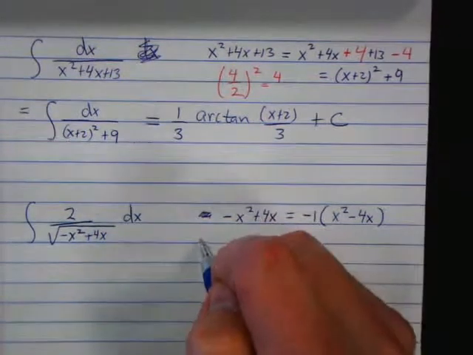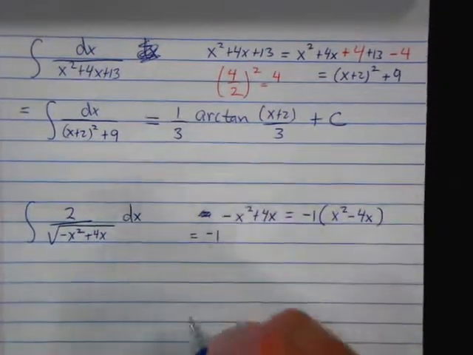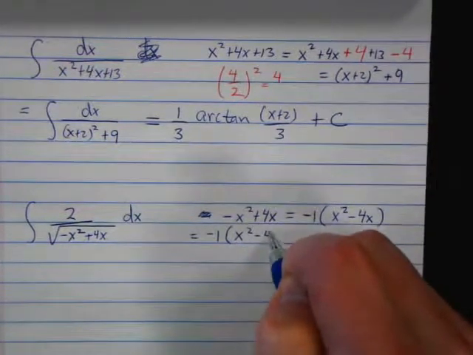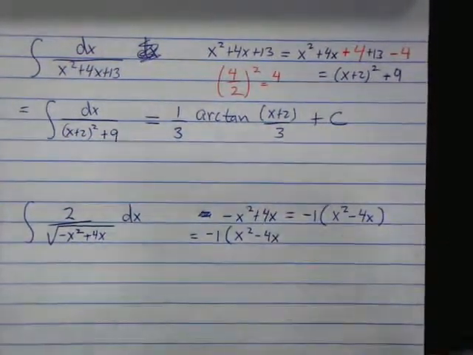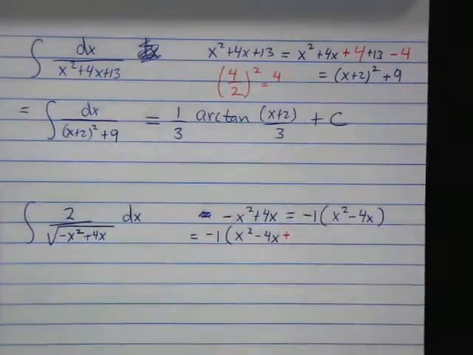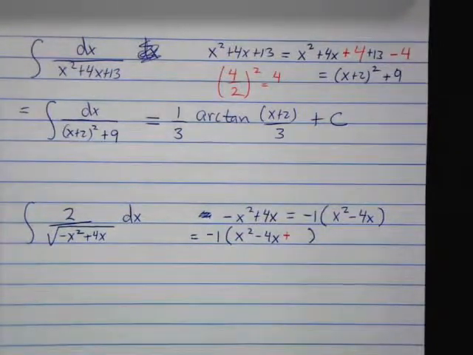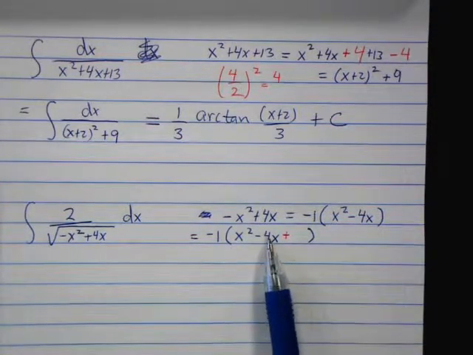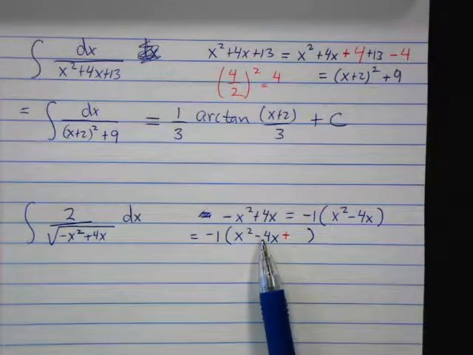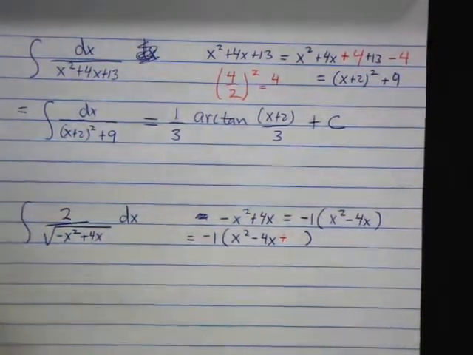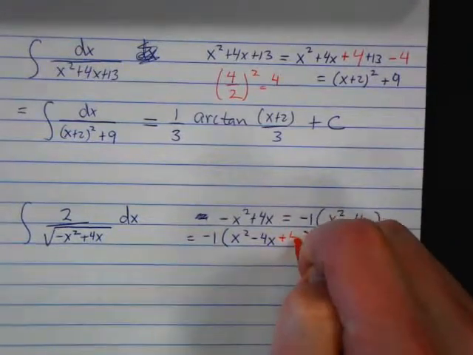So we're going to write this as -1 times x squared minus 4x plus my special number. So what's my special number this time? 4 again, because I take -4, I divide it by 2, -4 divided by 2 is -2, -2 squared is 4. So I've got to add a 4 right there. So there's my plus 4.